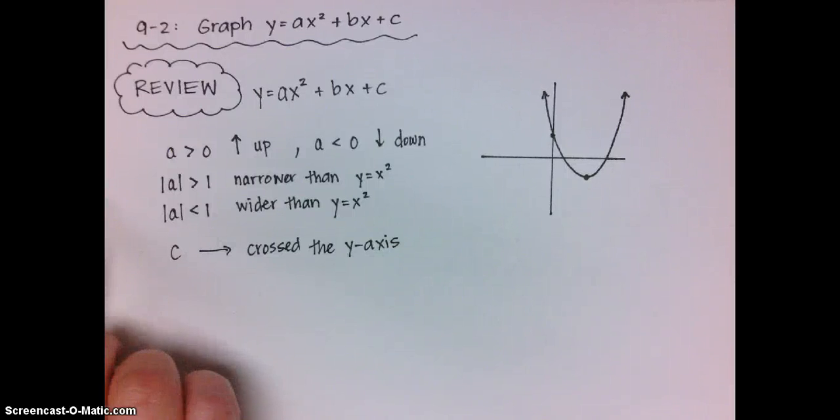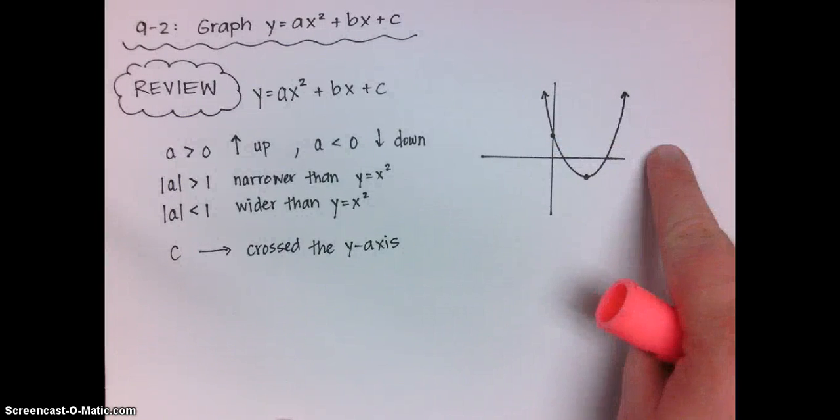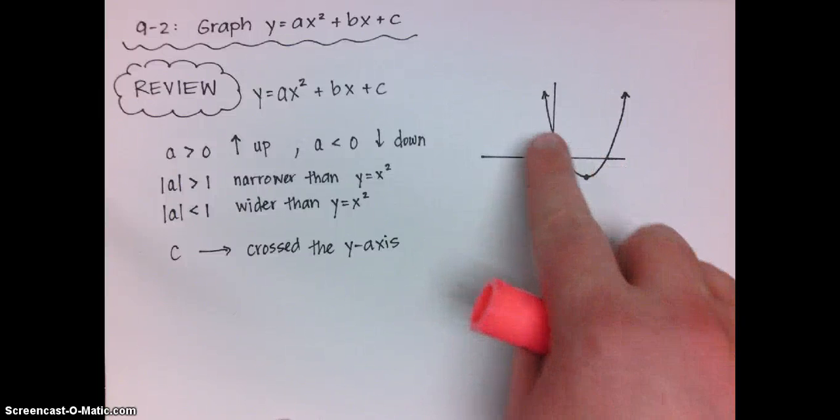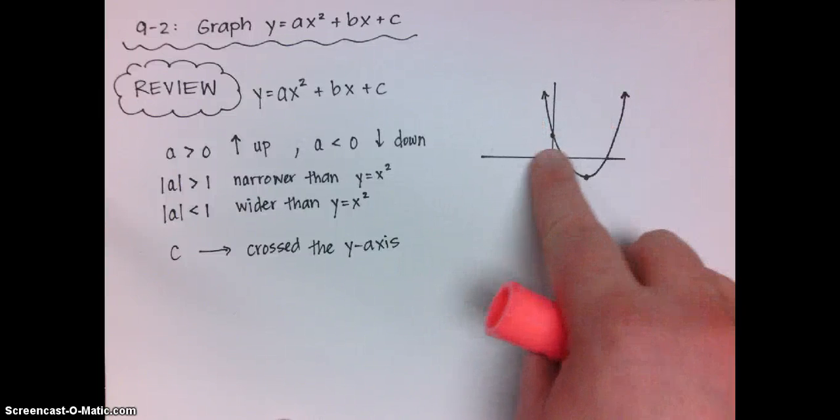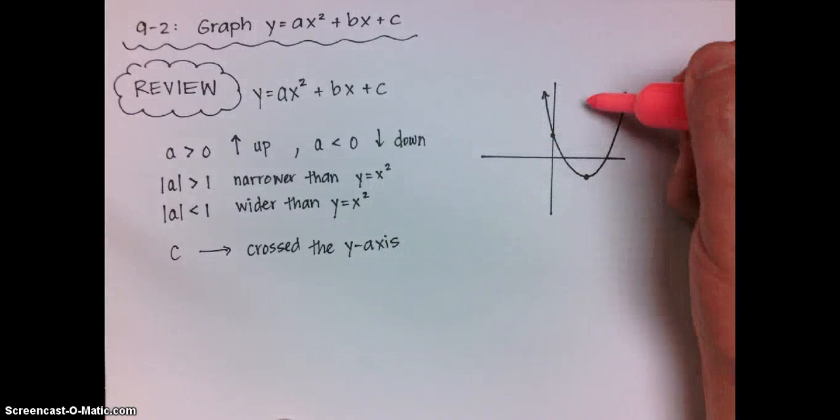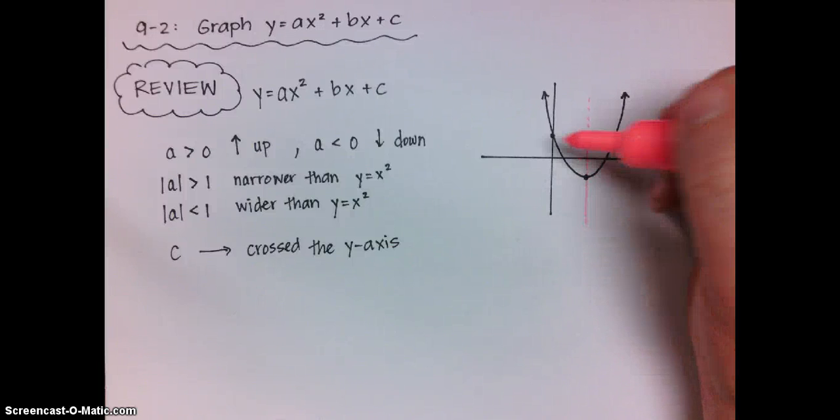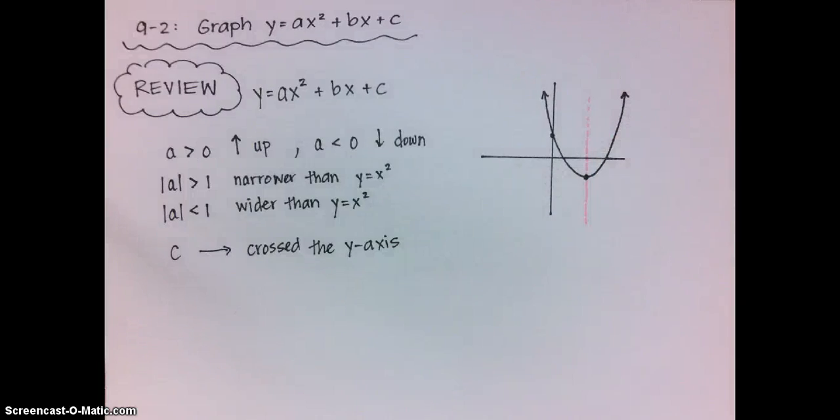Well, today, because we're adding this bx, that's actually going to change the location of our parabola. Before, it was always based around the axis of symmetry being on the y-axis. Well, now it's going to move it. So the axis of symmetry is going to be moved. It might move to the left, it might move to the right.